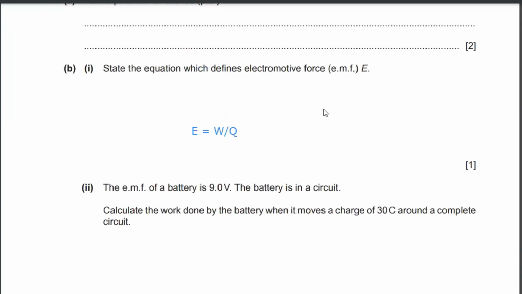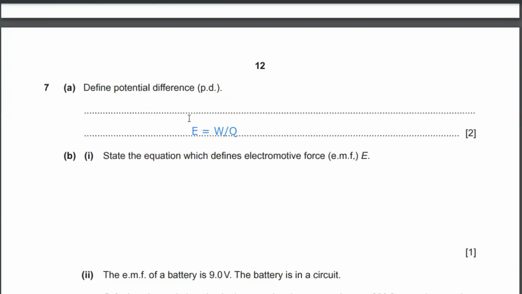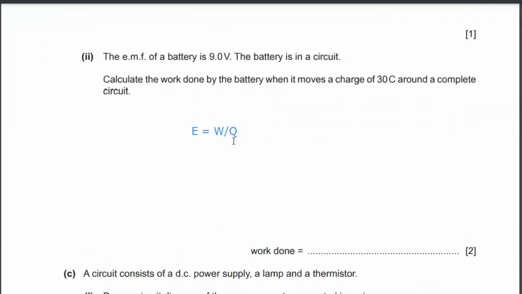So electromotive force will also be defined by work done upon charge, and potential difference will be work done by charge per unit charge. So instead of per unit time, it will be per unit charge. So now using this equation, we will rearrange it to find W, which is equal to E multiplied by charge. So E, in this case EMF, is 9 and charge is 30.